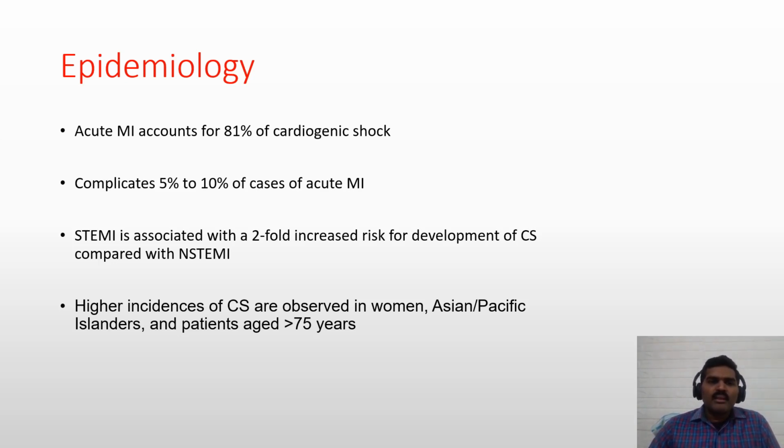Cardiogenic shock has a high incidence in women because women can present with silent myocardial infarction, and most of the time you will not be able to suspect cardiogenic shock in female patients. Also, there is racial variation: Asian and Pacific Islander people have more incidence of cardiogenic shock, and it is also common in patients aged more than 75 years.